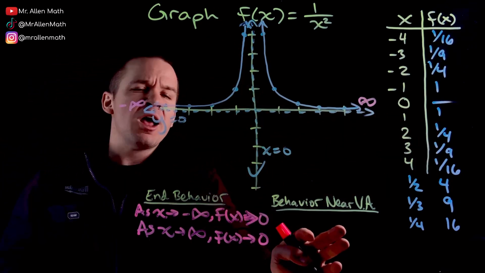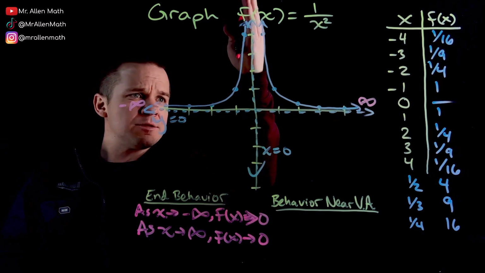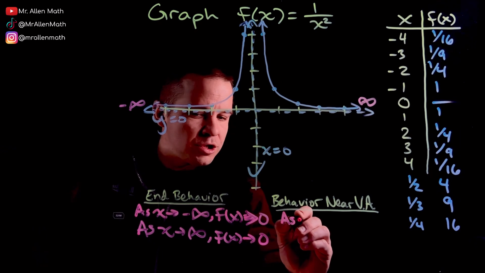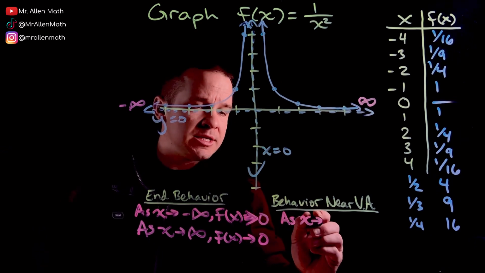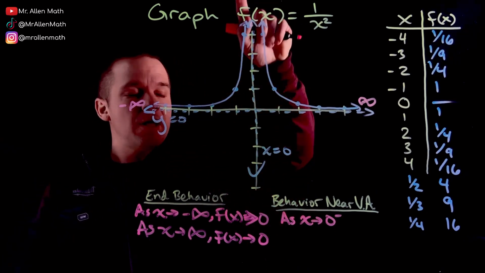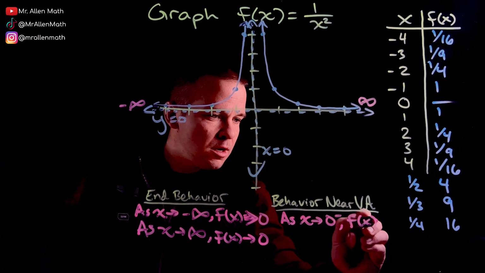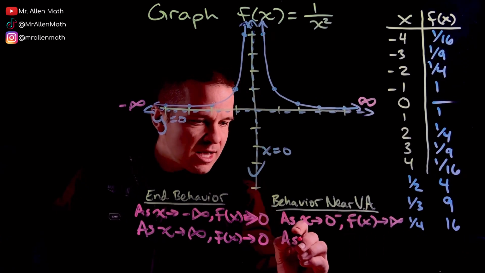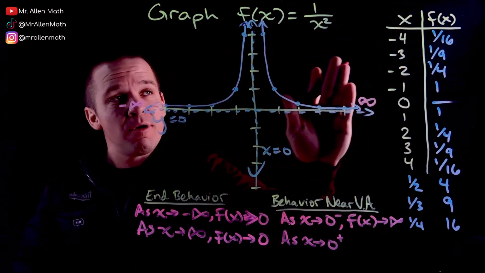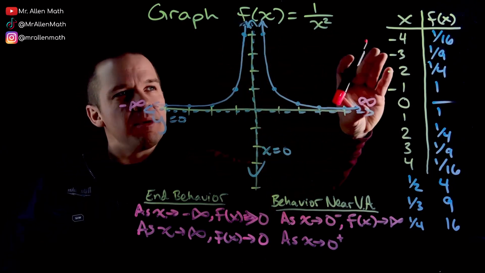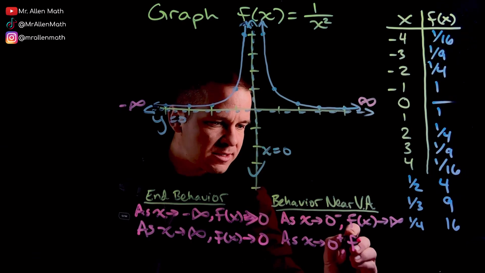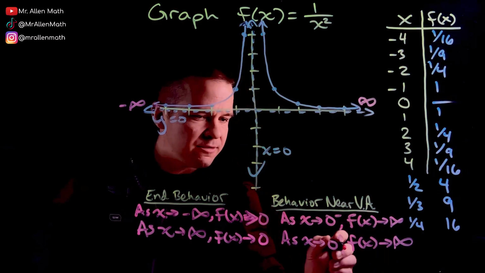But what's it doing around that vertical asymptote? We have this x equals 0 vertical asymptote. Both sides are going up. So as x approaches 0 from my left-hand side, I'm going to be going up on this side, so f of x approaches infinity. And as x approaches 0 from the right-hand side, on this part of the graph, I'm coming from the right side of that asymptote. Then f of x also approaches positive infinity for that one.